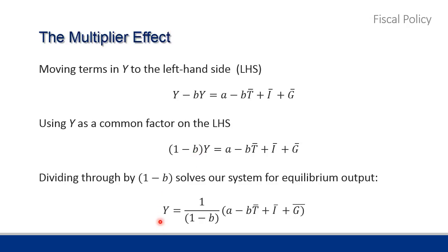Now we can say that Y is equal to 1 over 1 minus b times the exogenous components a minus bT bar plus I bar plus G bar. So an increase in government expenditure will change output by a factor of 1 over 1 minus b. And this 1 over 1 minus b is in fact the multiplier.